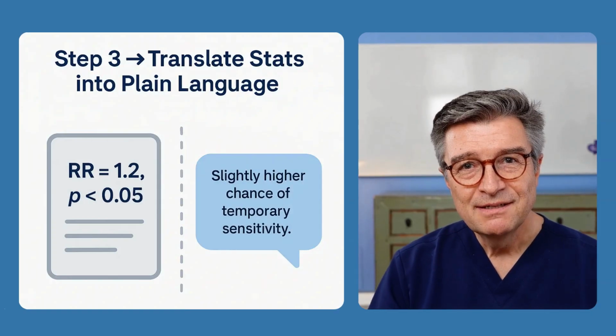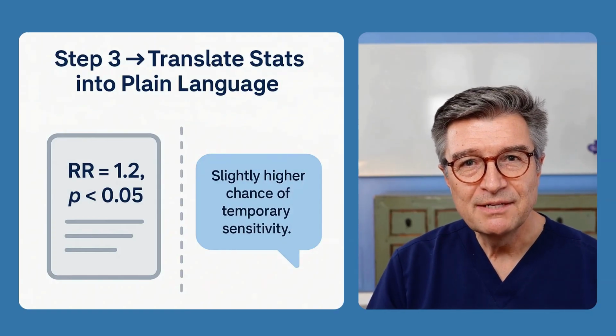Step 3. Translate numbers into plain words. This is where patients get lost. If the paper says relative risk of sensitivity equals 1.2, p-value below 0.05, that means nothing to them. I'll translate it. Patients who whitened teeth had a slightly higher chance of temporary sensitivity, but it went away in a few days. Simple, clear, and honest.